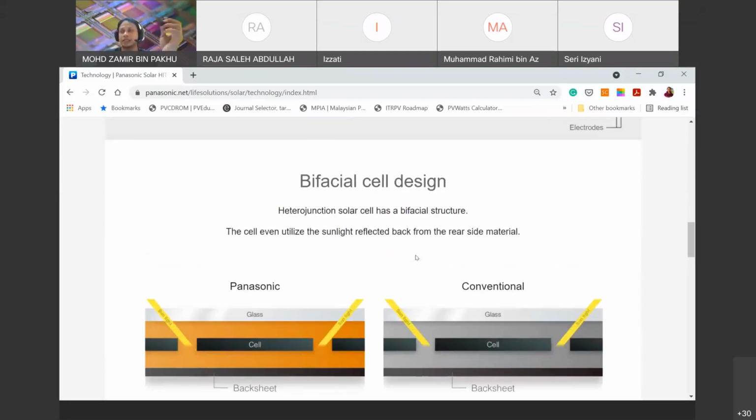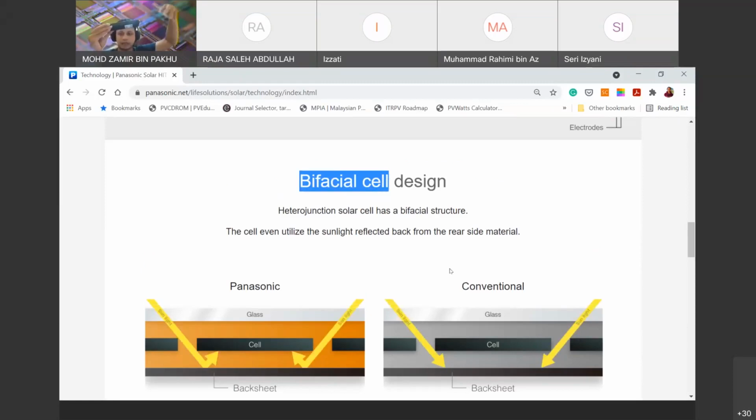The collection, the incident light, what you call the light harvesting, is not only done on one side. It can also be done on both sides, and in that case, we call it as bifacial solar cell. Bifacial means what? Dua muka. Maksudnya you absorb most of the incident sunlight here on the front side, but you also take opportunity of the reflected light at the back.